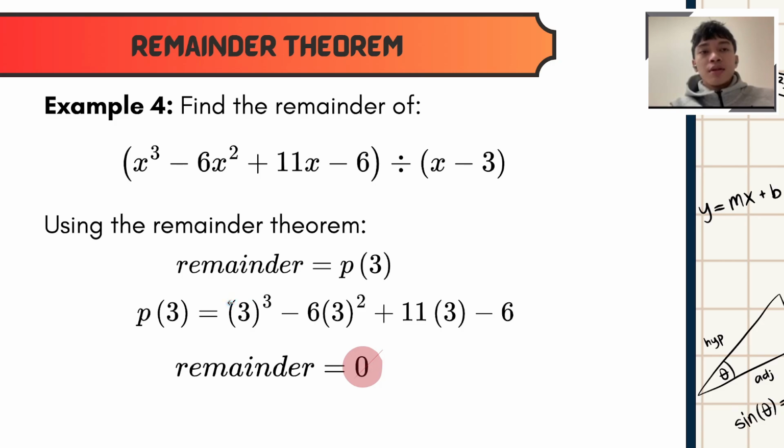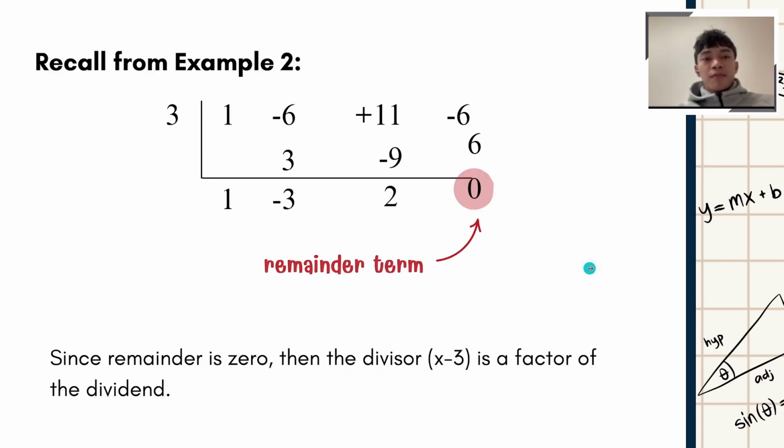So for this one, the x minus 3 is going to be positive 3 because x minus 3 has to equal 0. So the easier way to do that is just to change the sign, and then it's going to be 3. So instead of x cubed minus 6x squared plus 11x minus 6, we're going to get 3 cubed minus 6 multiplied to 3 squared plus 11 multiplied to 3 minus 6. And the remainder is 0. This is the recall from example 2 when we did synthetic division. Since the remainder is 0, then the divisor x minus 3 is a factor of the dividend.